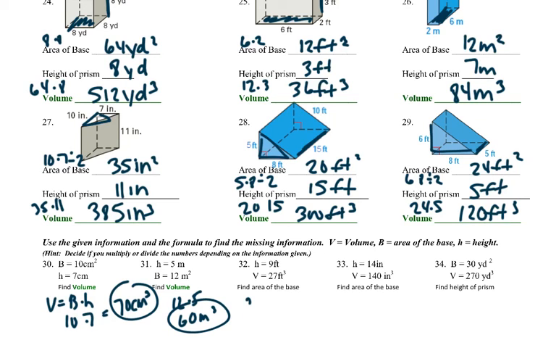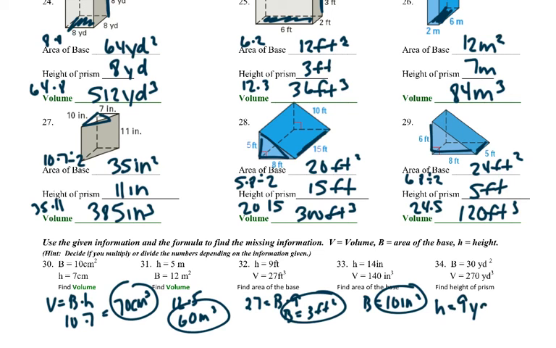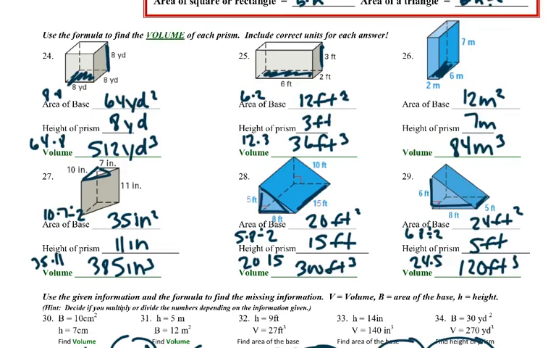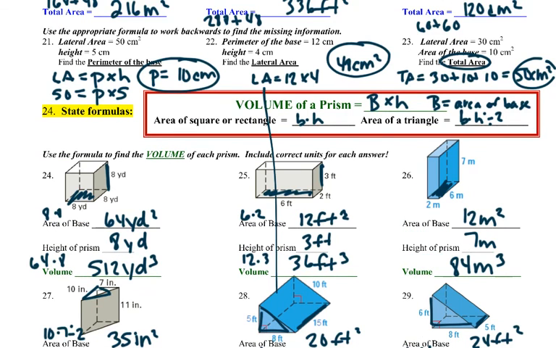But if you're going to find the area of the base, if 27 equals area of the base times height, you're going to divide. So the area of the base is 3 feet squared. Or here, the area of the base is 10 inches squared. I'm just dividing. And here, same thing, I'm going to divide to find the height is 9 yards. So there you have it, the review of prisms.